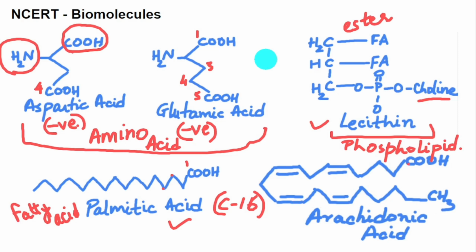So this is carbon number 1, 2, 3, 4, 5. This is 5. Then this is 6, 7, 8. 8. Then 9, 10, 11. This is 11. Then 12, 13, 14. This is carbon number 14. So position of double bond is 5, 8, 11 and 14. And total number of carbon is 20.